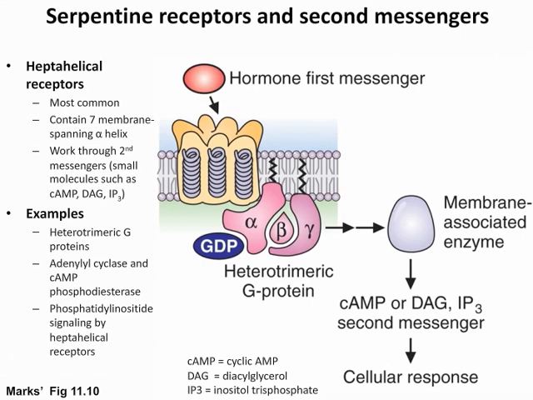So again, you have the first messenger binding to the heptahelical receptor. Once that occurs, the heptahelical receptor will activate your heterotrimeric G protein. That will activate another enzyme, and then that enzyme will activate your secondary messenger system, and from there, that's going to cause the cellular response.